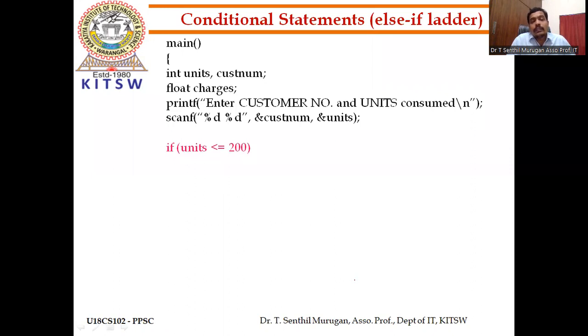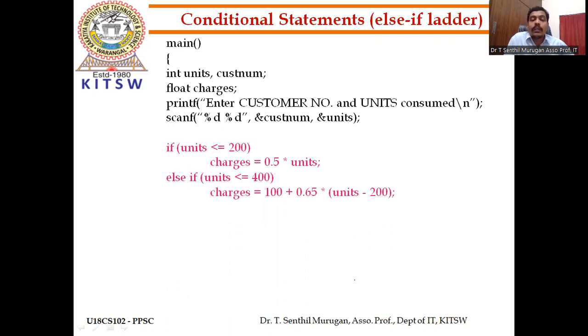If unit is less than or equal to 200, charge equal to 50 rupees per unit. Else if unit is less than or equal to 400: if it is not 200 or below, that means it is greater than 200, but up to 400 we are checking. Then the calculation will be like this: charges equal to 100 rupees plus 0.65 per unit. Up to 200 units, that is 100 rupees we are charging. Above 200 units, we have to multiply by 65 paise.